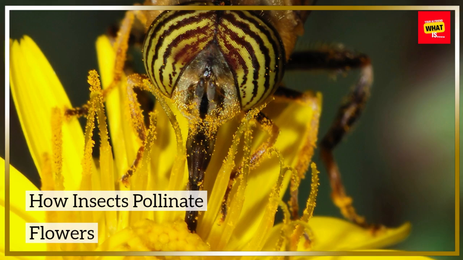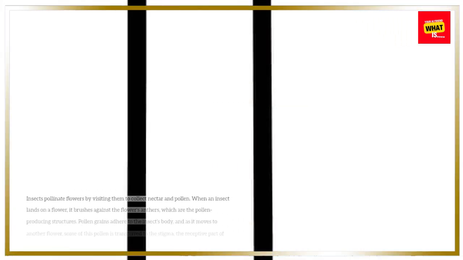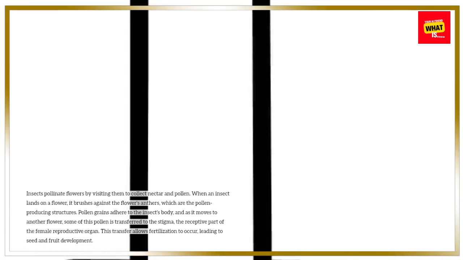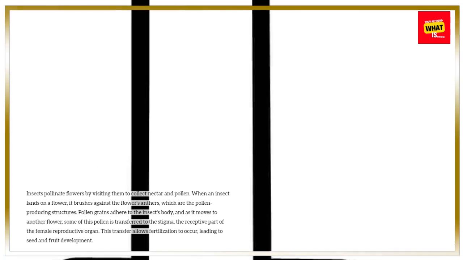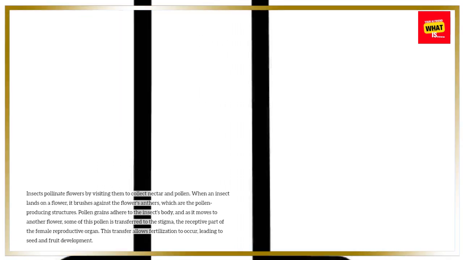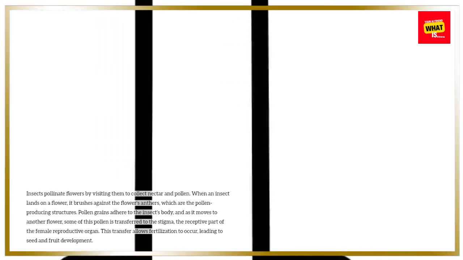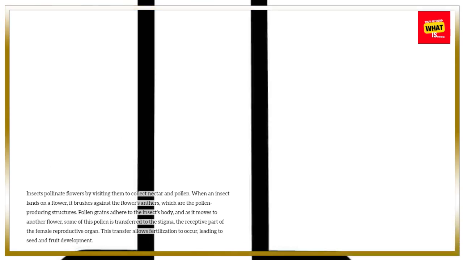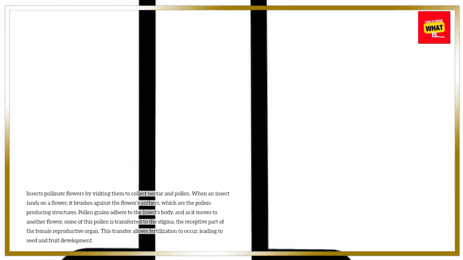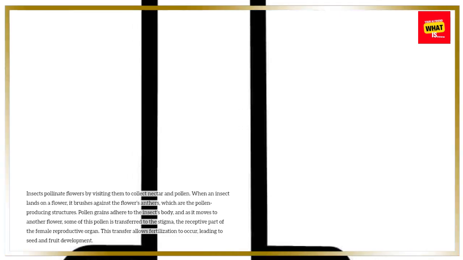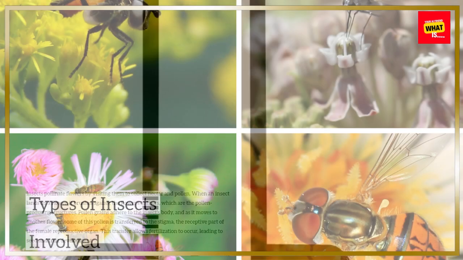How insects pollinate flowers. Insects pollinate flowers by visiting them to collect nectar and pollen. When an insect lands on a flower, it brushes against the flower's anthers, which are the pollen-producing structures. Pollen grains adhere to the insect's body, and as it moves to another flower, some of this pollen is transferred to the stigma, the receptive part of the female reproductive organ. This transfer allows fertilization to occur, leading to seed and fruit development.